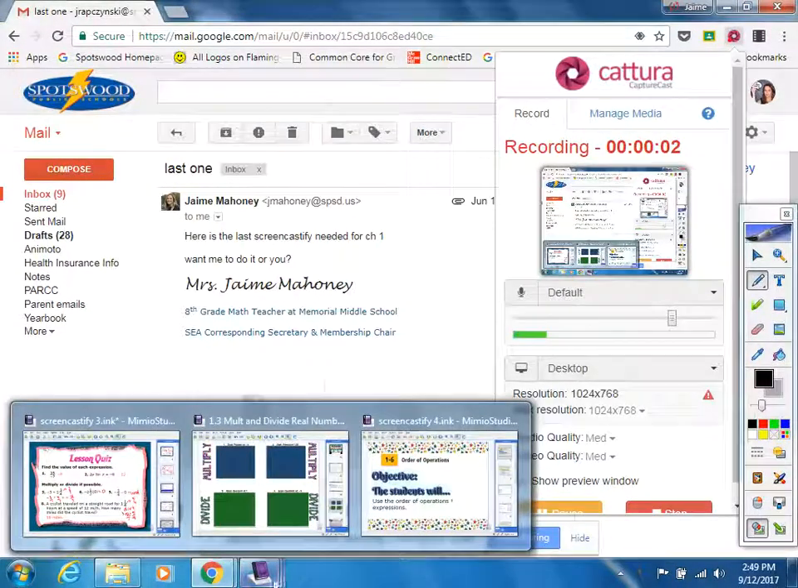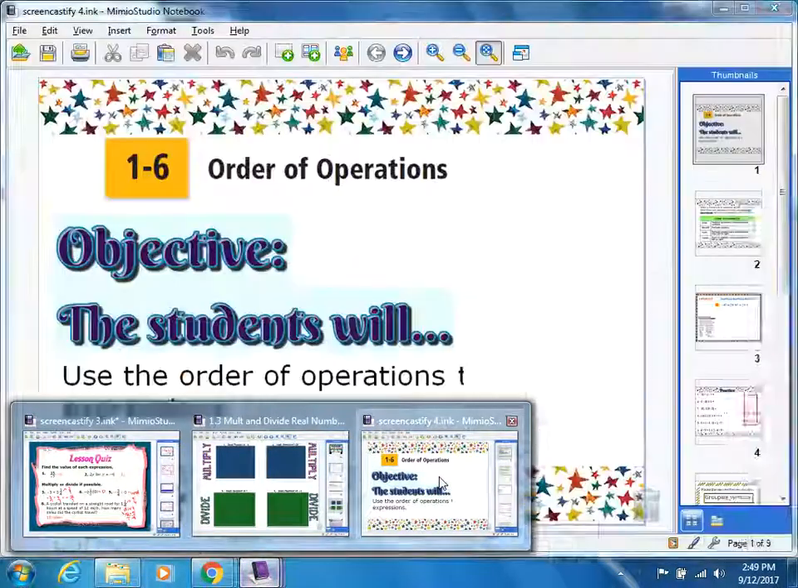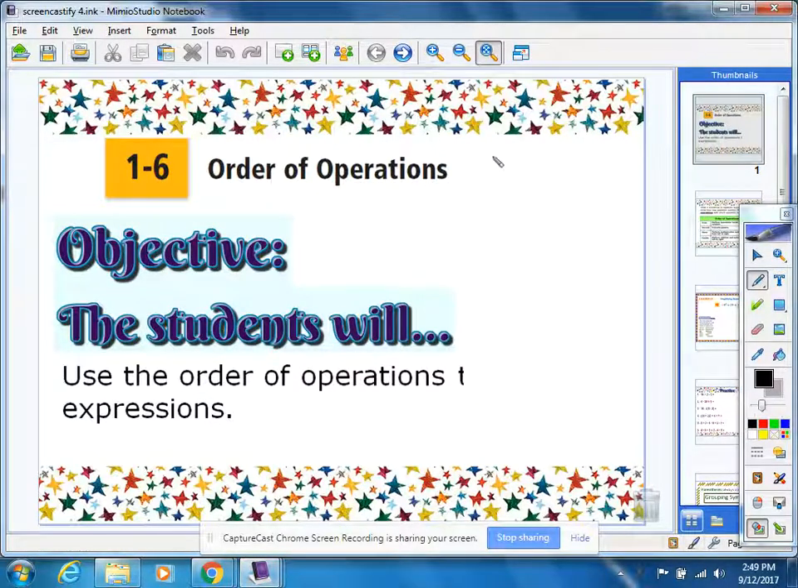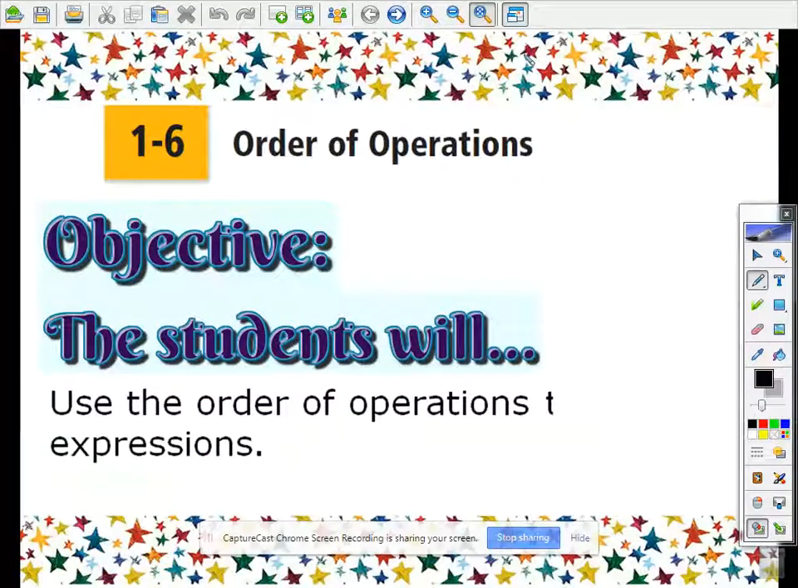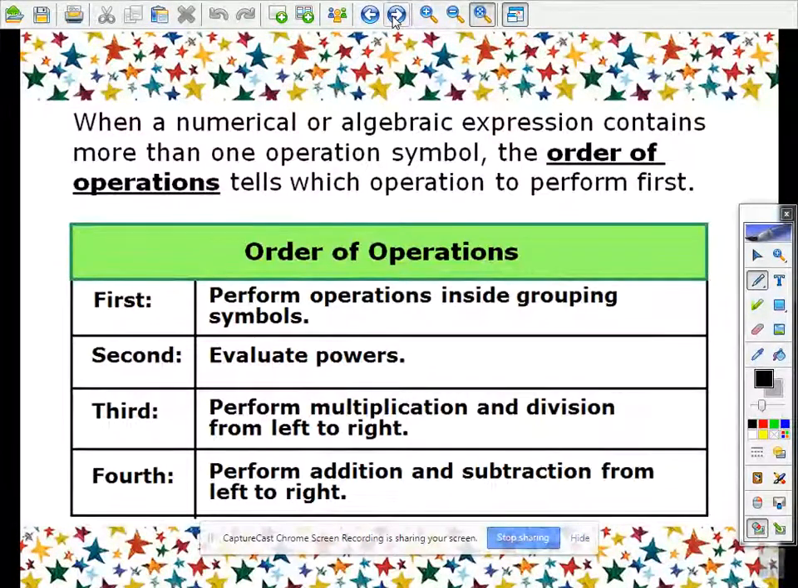Hey guys, we are here today to do 1.6, which is order of operations. Hoping this is a review for you. Let's start off by looking at the actual order of operations.